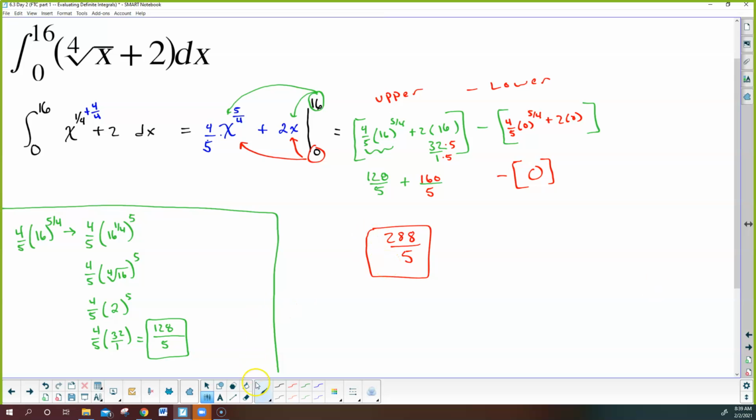So again, this would be something that you would probably see as a multiple choice question. And you would have to be able to do all of this work that we just talked about here to get to the answer that's presented without a calculator.